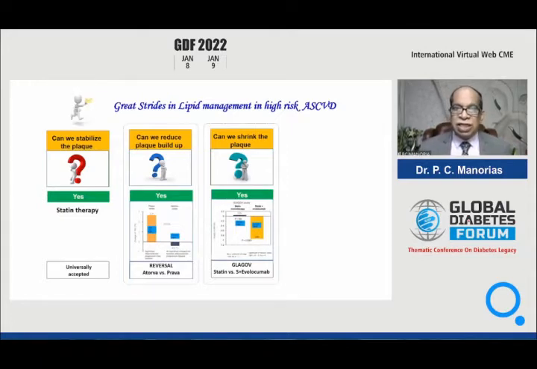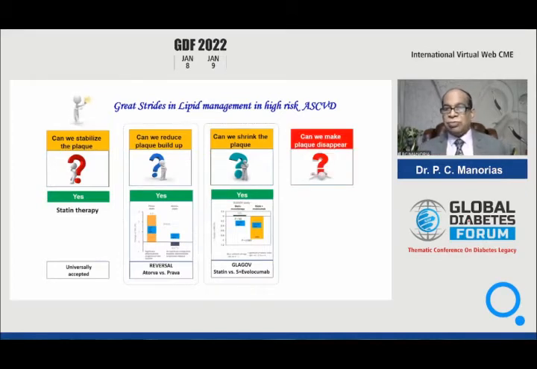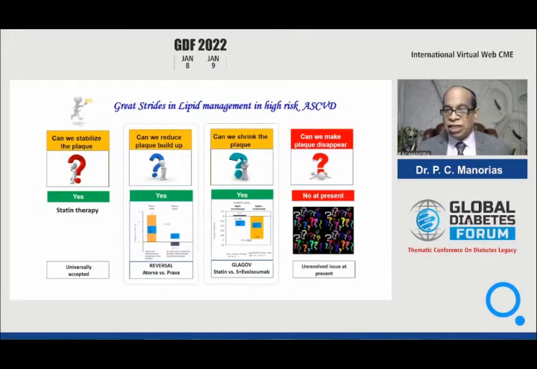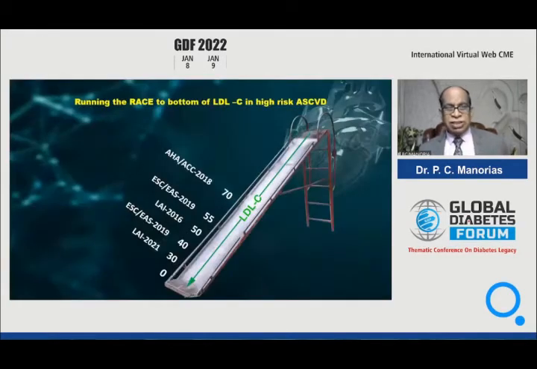So we are amidst an era where we can passivate the plaque, we can check or arrest the progression of atherosclerosis, we can regress atherosclerosis. The last issue which remains is, can we make the plaque disappear? This is still an unresolved issue, but active research continues, and maybe in times to come we may reach this goal also. So what is this new strategy of running the race to the bottom of LDL in high-risk ASCVD?